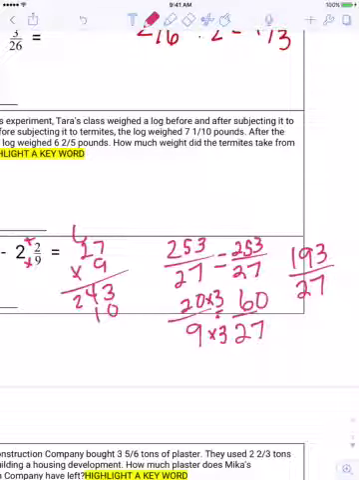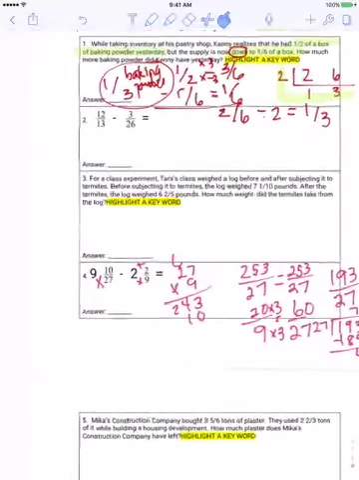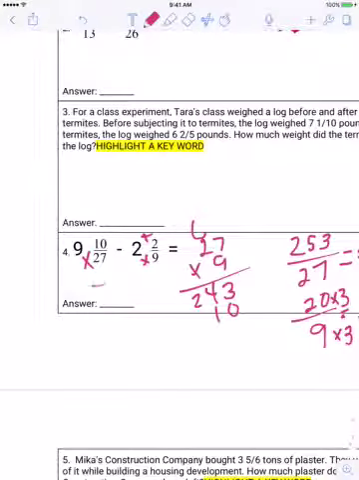But when I divide 193 by 27, it goes in 7 times, and 27 times 7 is 189, which leaves me with 4 left over. So my answer is 7 4/27, and there's nothing you can simplify there.